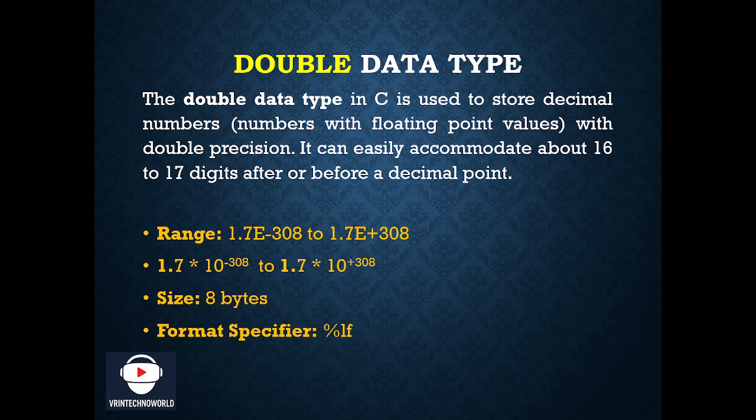Now, what is the size of the double data type? That is 8 bytes. Again, the size has been increased. Now, the format specifier which is used for double data type is %lf. So, if you are using float data type, then %f. But if you are using double data type, then the format specifier is %lf. Hope this is clear to everyone.